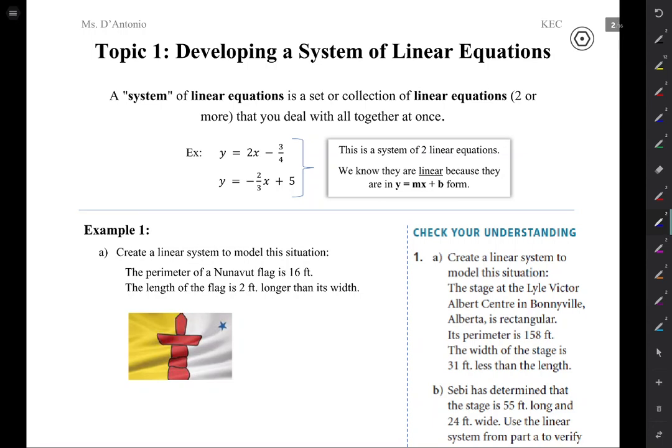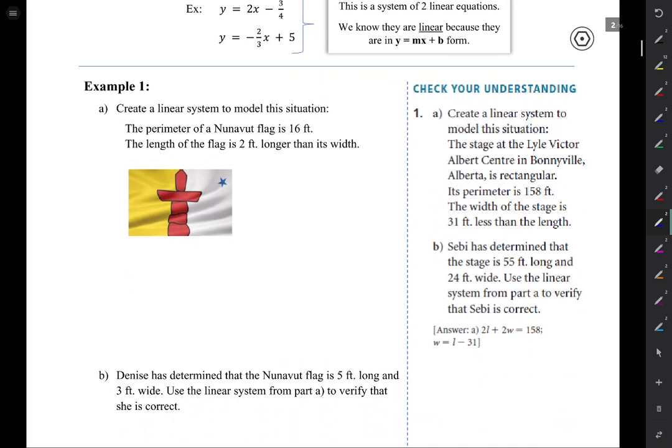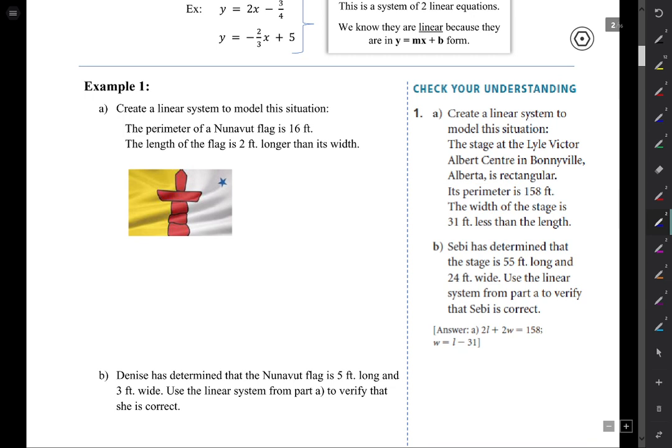So let's figure out how to come up with systems of equations given word problems. In example 1, it says create a linear system to model this situation. The perimeter of the Nunavut flag is 16 feet. The length of the flag is 2 feet longer than its width. So we need to use this information to come up with a linear system, meaning two or more equations that create this system. So let's start off with talking about the perimeter of this flag.